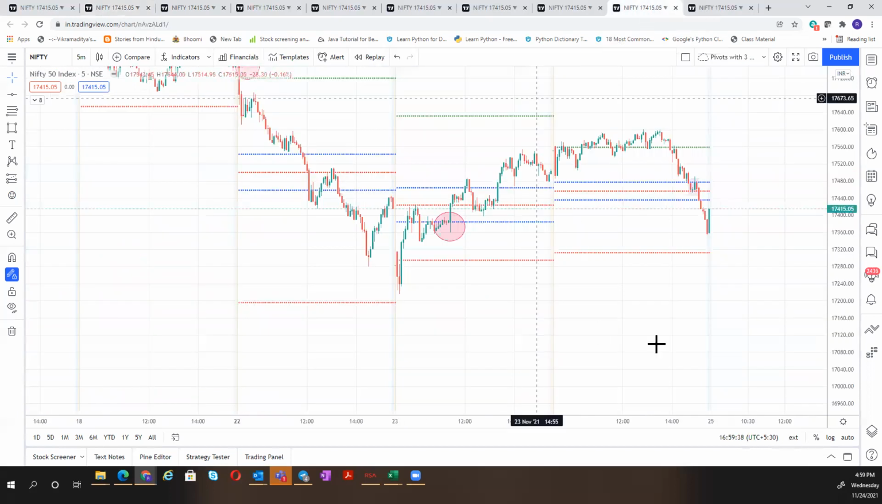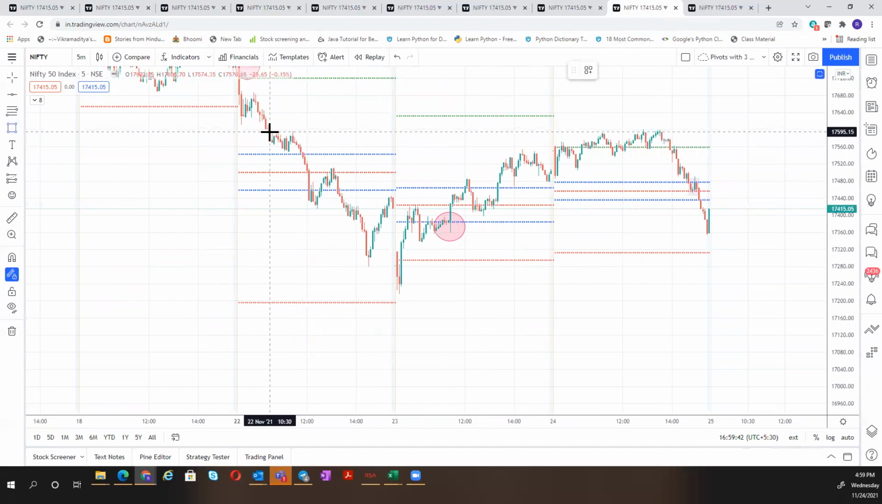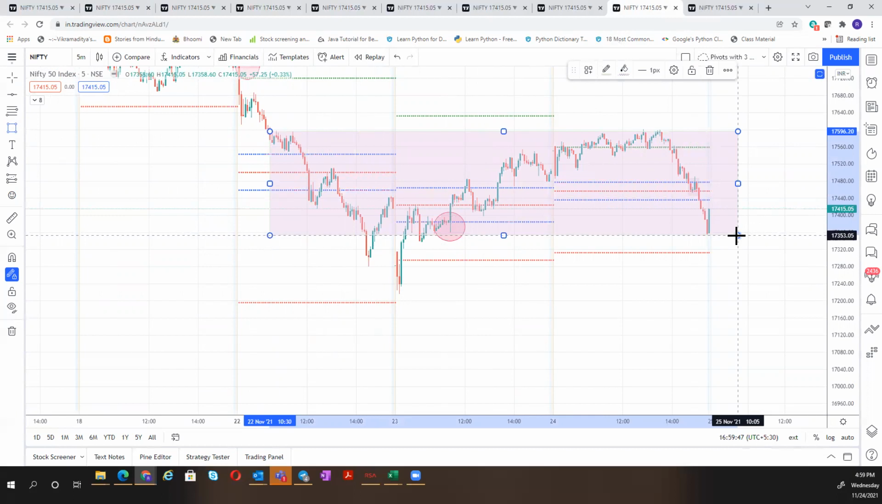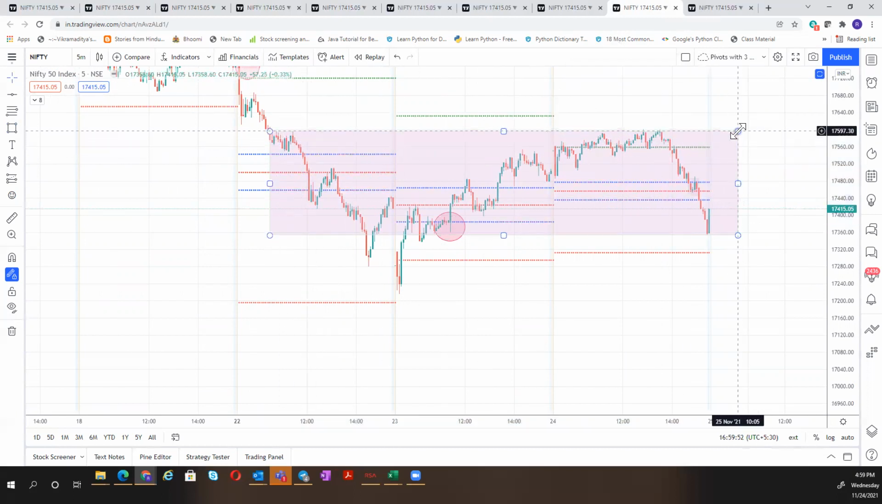Now for us tomorrow to take the trade, it's again pretty simple. So consider this as the range: today's high and today's low. You can see this is a double bottom. That is where the market faced resistance.